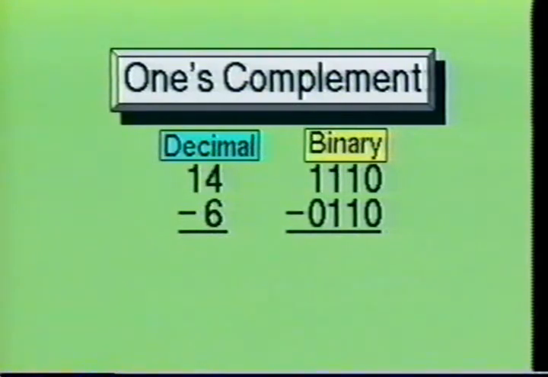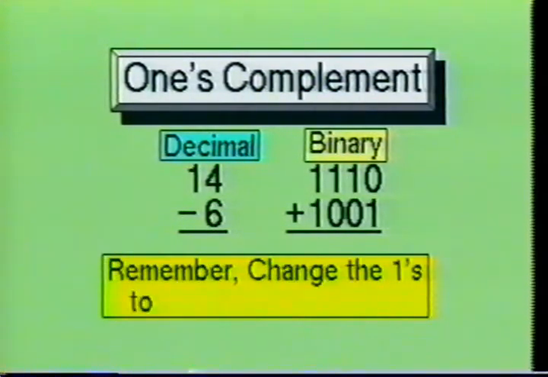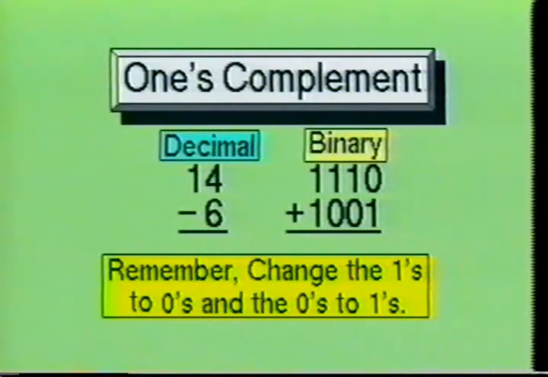This time we will subtract decimal 6 from decimal 14. As you can see, the binary equivalent of decimal 14 is 1110, and the binary equivalent of 6 is 0110. First, we find the complement of the subtrahend. Then we simply add the complemented subtrahend to the minuend.